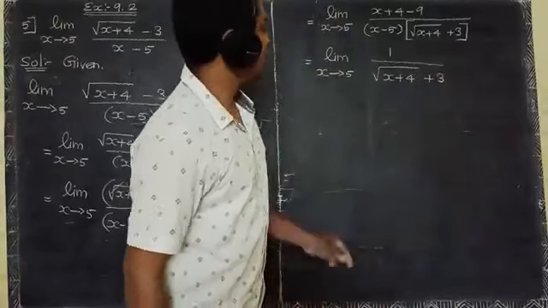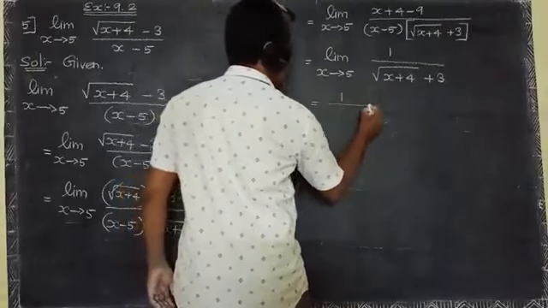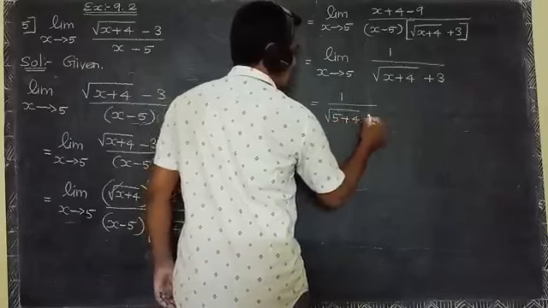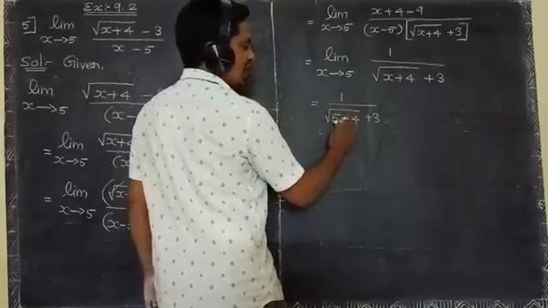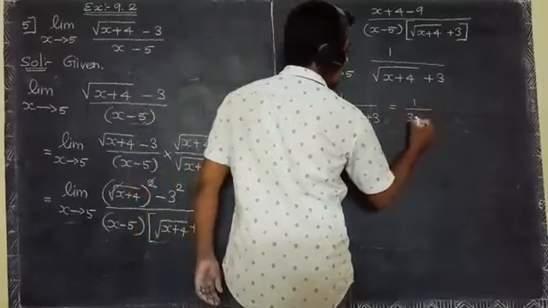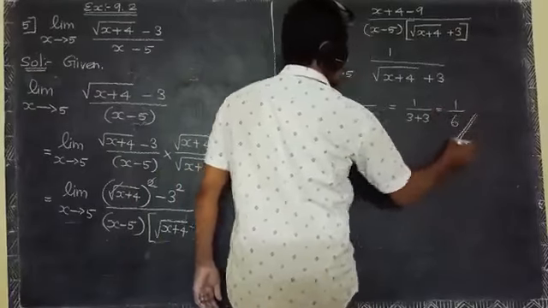Here replace x equal to 5 into the function, that is 1 divided by square root of 5 plus 4 plus 3. 5 plus 4 is 9. The square root of 9 is 3. 3 plus 3 is 6. So 1 divided by 3 plus 3 is equal to 1 divided by 6.